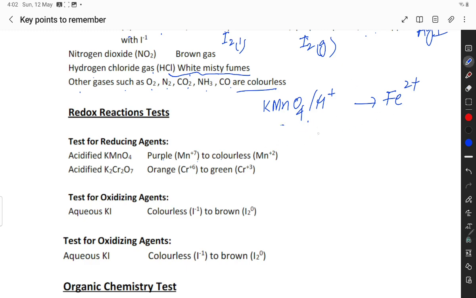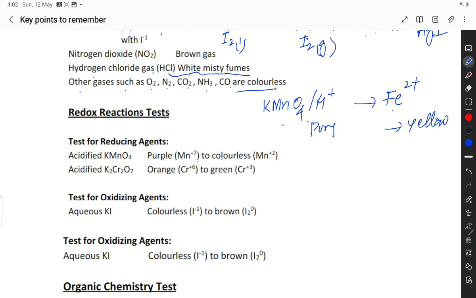Iron 2 is taken in the flask, and the color change is colorless to yellow. Why colorless to yellow? Because purple to yellow.